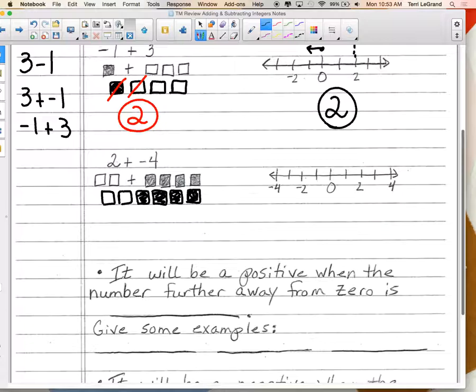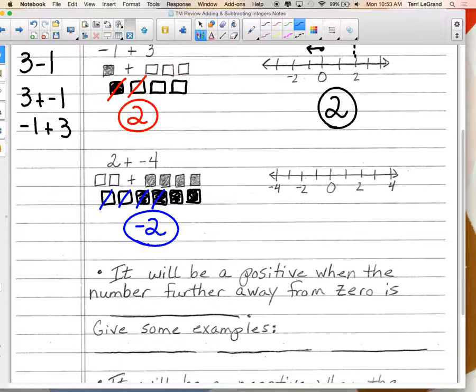What crazy answer is that? Harley? -2. How did you get that, Harley? I took my 2 zero pairs. Oh, there are 2 zero pairs. So in other words, one of these unshaded can cancel with one of the shaded. Oh, but there's another unshaded and a shaded. So sure enough, there are 2 zero pairs, and we end up with 2 shaded ones, so we get a -2 this time.